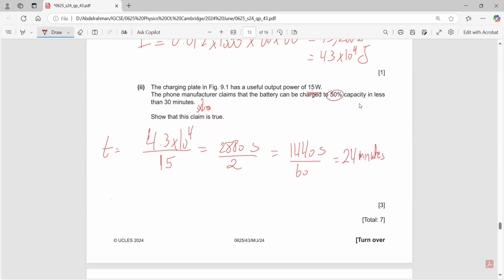So 24 minutes, which is less. Yes, this is definitely less than 30 minutes. So the claim is true. The claim is definitely 100% true.